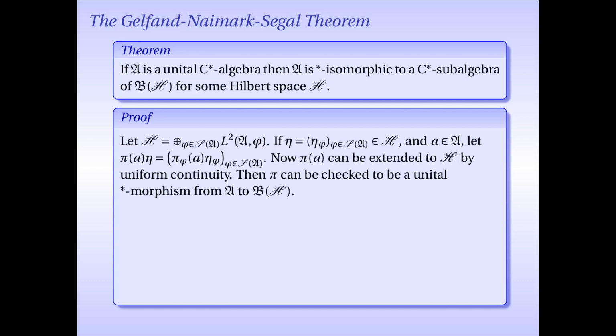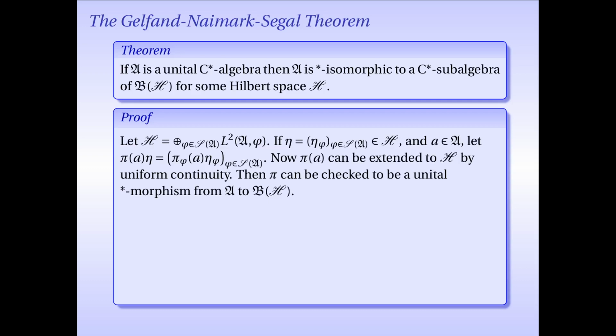Well, diagonally, that is, pi of A applied to that family in the algebraic sum is simply pi sub phi of A applied to the component of that family for the state phi at the coordinate, quote-unquote, phi, which is what I've written here. And now there are a couple of very easy things to check, so I'll let you check that.